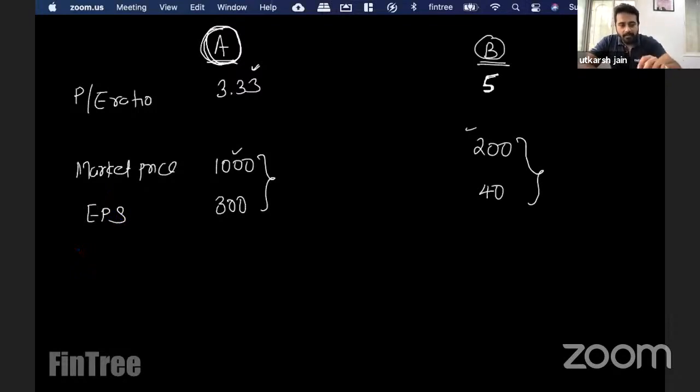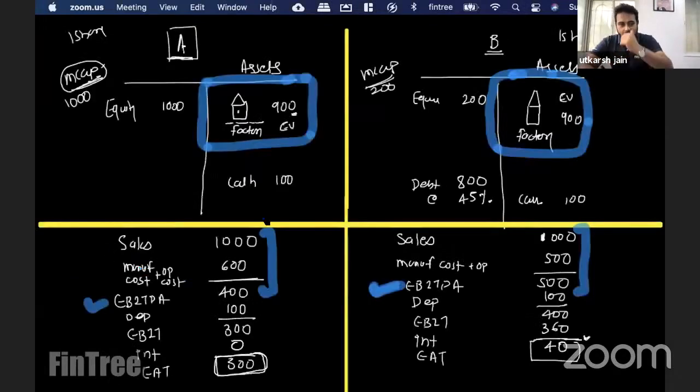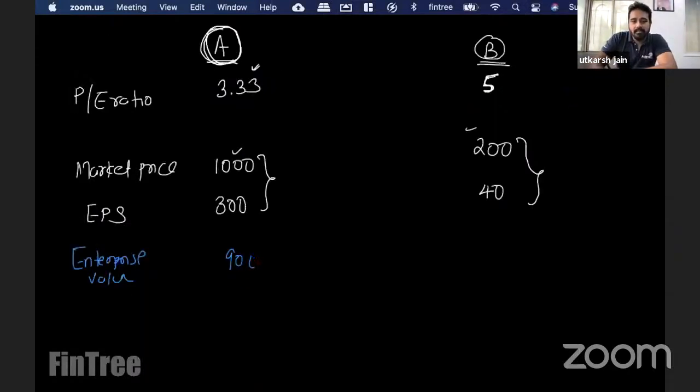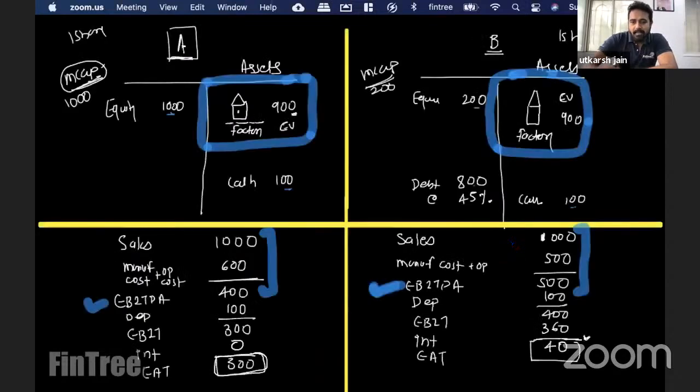But the enterprise value, how do you calculate enterprise value? Enterprise value is the value of the core operating business. So when I look at enterprise value of A, 1,000 minus 100, 900. 200 plus 800, 1,000 minus 100, 900, the value of the core business. So enterprise value of both the businesses is 900. So when I'm taking enterprise value, it will be wrong on my part if I compare the net profit number in conjunction with enterprise value. Why? Because it doesn't matter how I got that enterprise value.